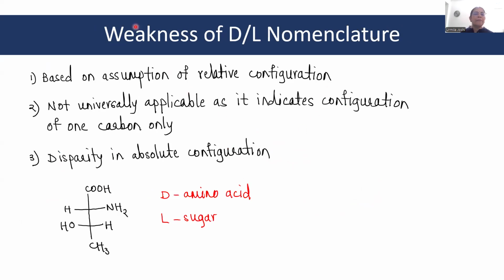Last slide is weaknesses of DL nomenclature. First of all, as I mentioned in the beginning of the lecture, this is based on an assumption of relative configuration. Fisher had assumed this to be the dextrorotatory configuration of glyceraldehyde. And so this is based on the assumption of relative configuration. There is no proof.